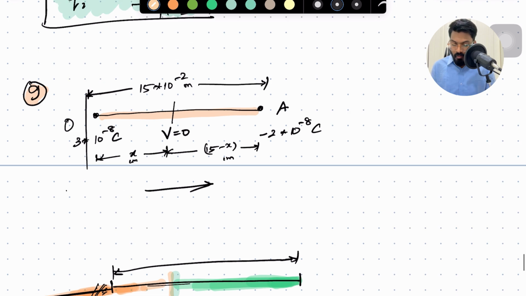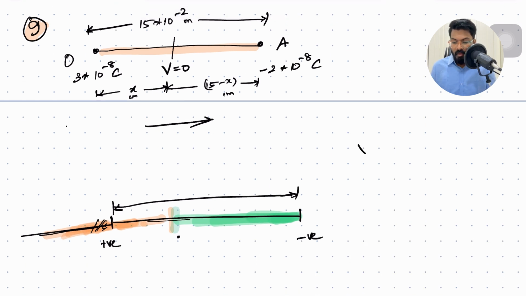So we have to look for this point somewhere within this range. That is why we have assumed that the point we are looking at is x centimeter from the left. So V1 plus V2, where V1 is coming from this and V2 is coming from this, is equal to 0 at P. Let's say this is the point P.